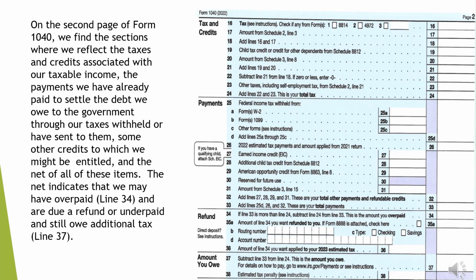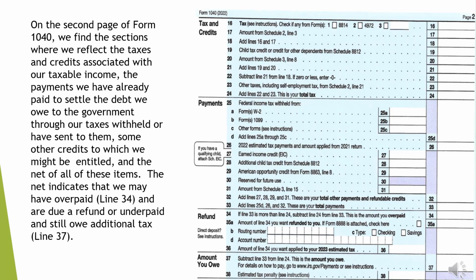On line 34, we come to the net amount. Either you overpaid or you underpaid. If you overpaid, you're entitled to a refund, and you can either take that refund and have it direct deposited into your checking account or savings account. You can have it applied to your next year's estimated tax. So there's a number of options you have on an overpayment.